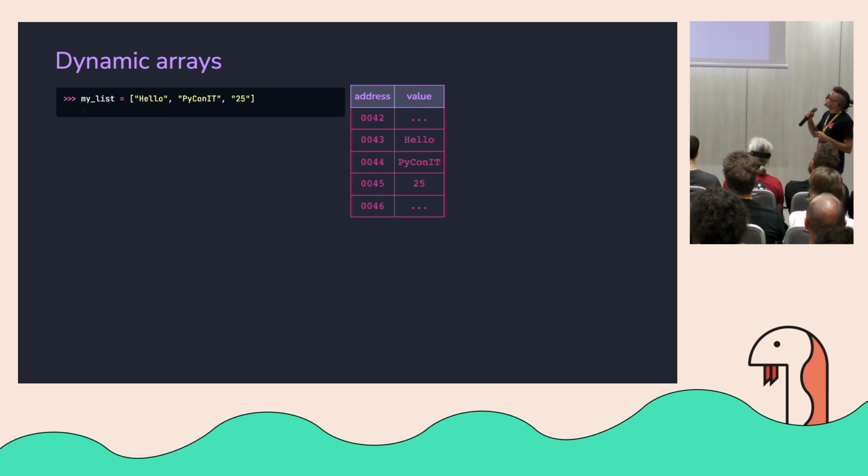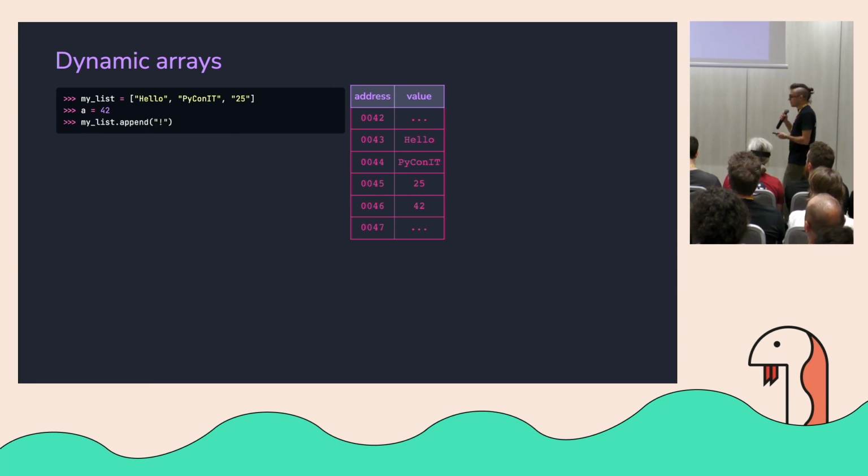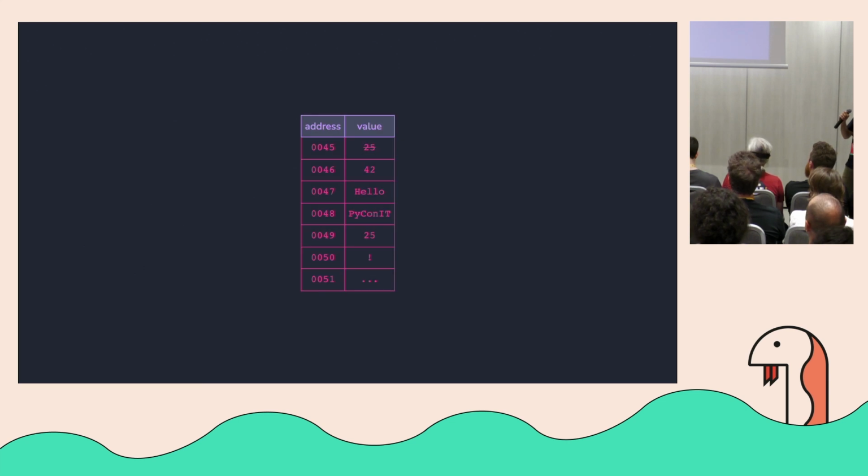What would happen if we had another variable and its value would be right after our list, and then we wanted to append something to our list? The list has to grow, right? Here it cannot. What happens is that the list gets destroyed and created somewhere else. Here's another little example.